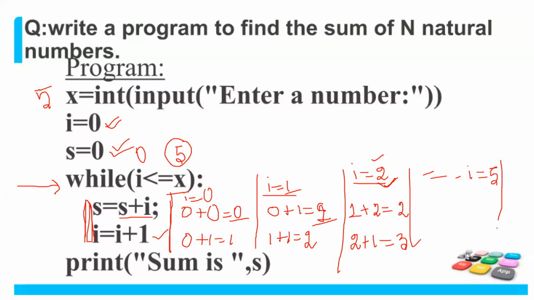The moment i moves ahead of 5, that means when i becomes 6, the while will check whether the value of i is less than or equal to x, which is 5. No, because i is 6, which is neither less than nor equal to 5. So now these two lines will be terminated. Your execution of the while loop will end. And after that, your final output will be displayed here.